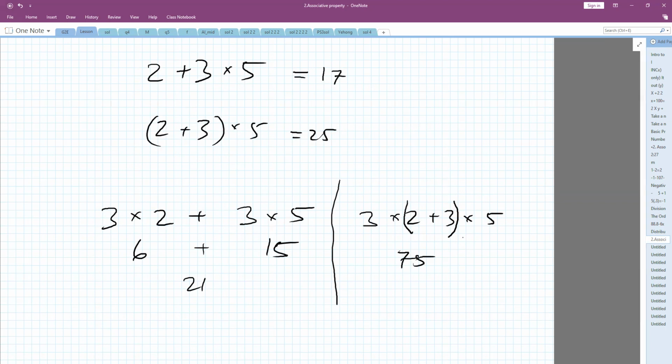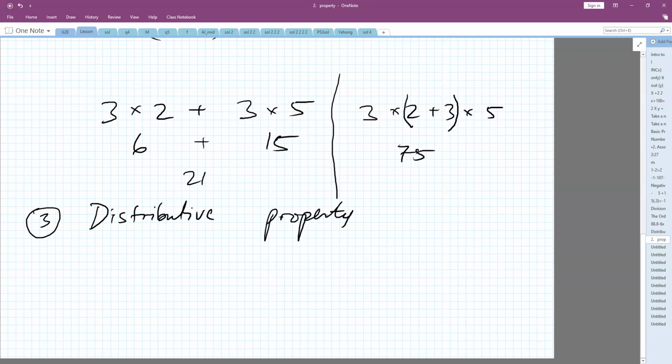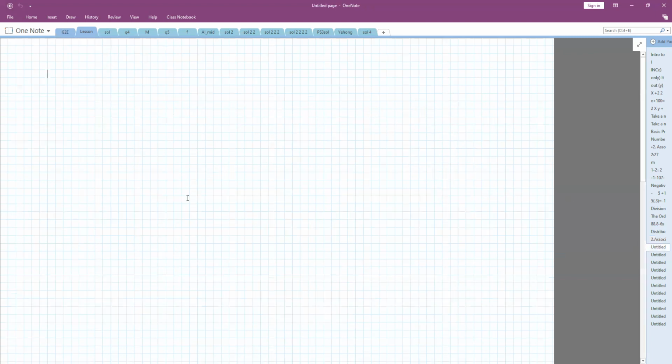Now I want you to look at this example. Actually, this is the example to explain to you what the distributive property is. I'll move to the next page. So we have 3 times 2 plus 3 times 5.